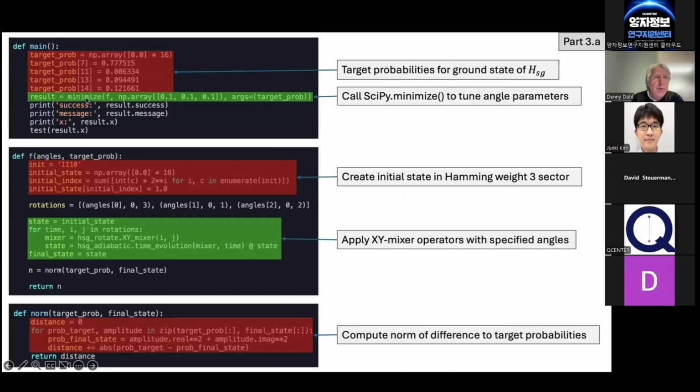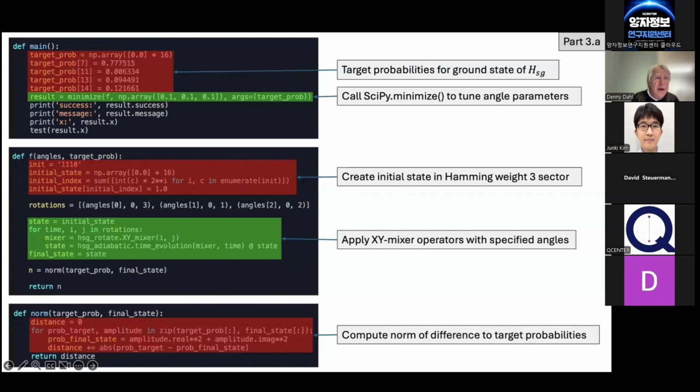Then I'm going to use the minimize routine from SciPy, and minimize is going to change the angle parameters for my 3 different XY mixers. And if I choose the angle parameters correctly, then the output state should match these probabilities. So when I call the minimize function, I hand it this function f, and this is what it's trying to minimize. And here's my definition of the f function right here.